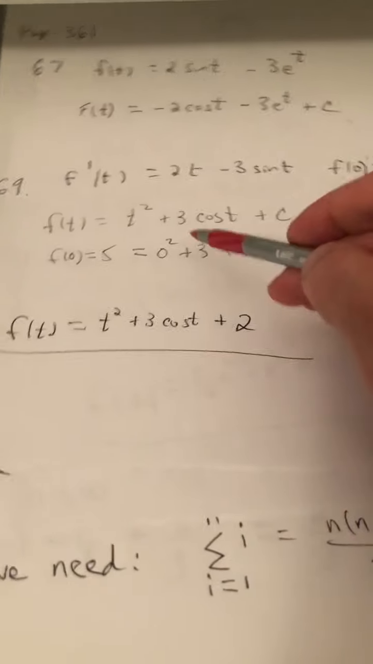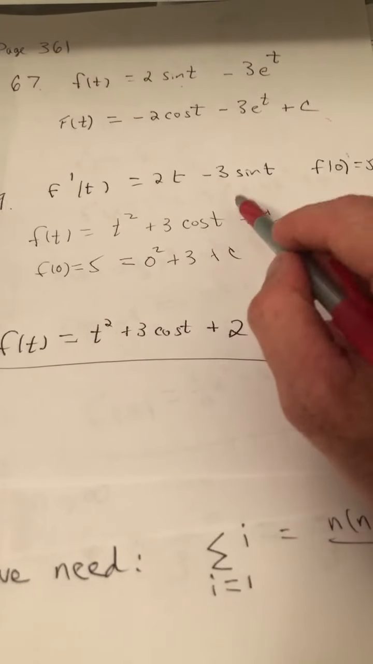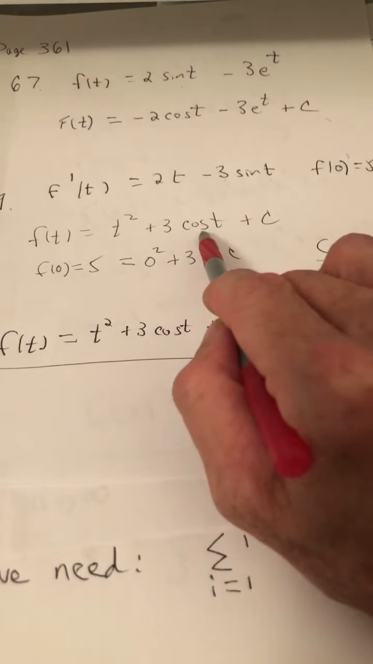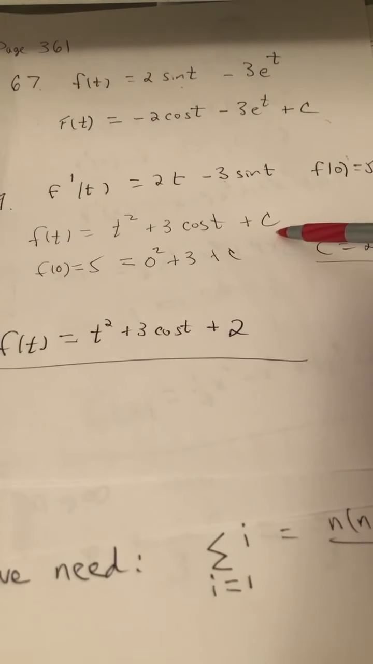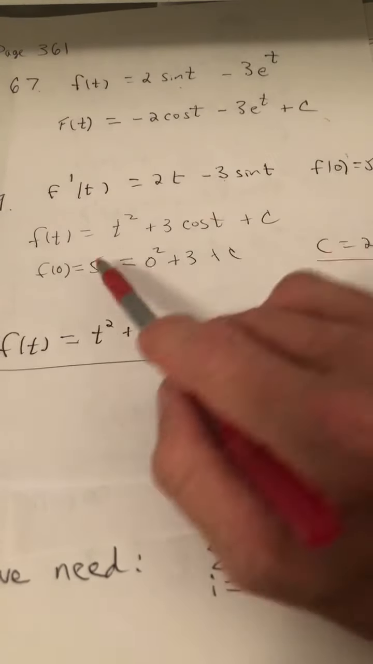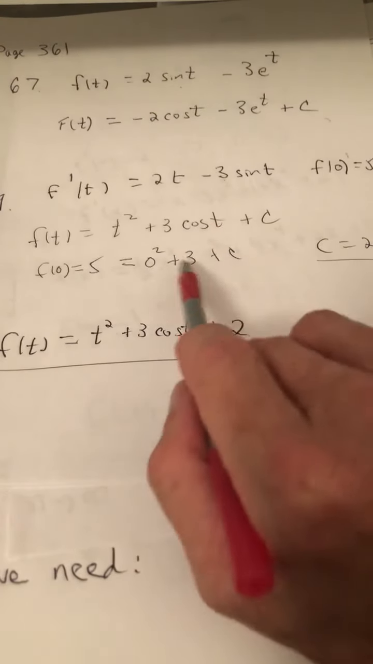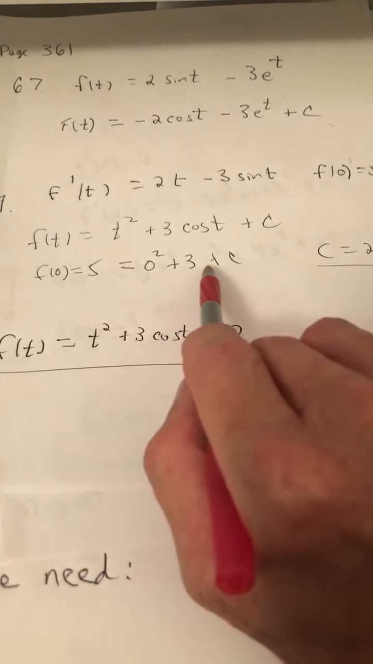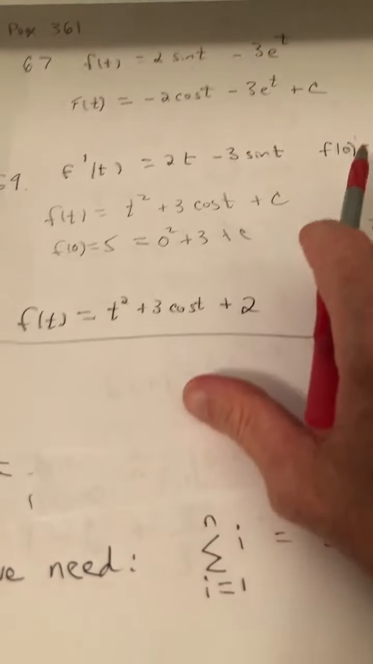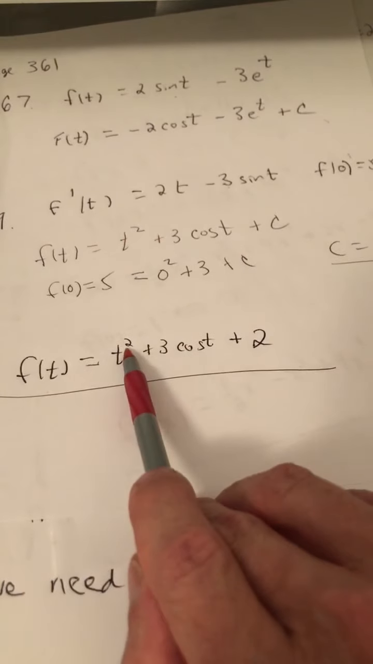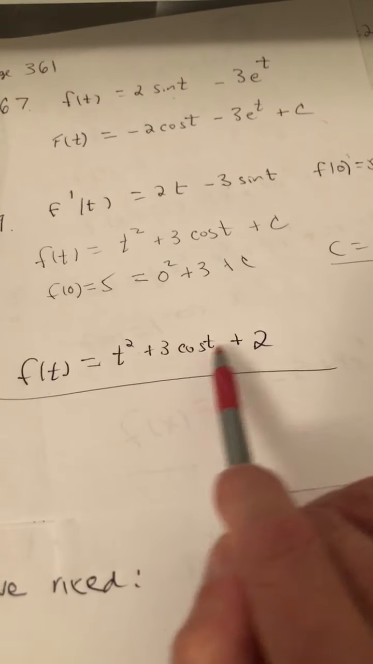So an antiderivative of 2t is t squared. An antiderivative of negative 3 sine t is 3 cosine t. Of course, we have an arbitrary constant. F of 0 is 5. Cosine of 0 is 1, so what we get is 5 is equal to 3 plus c, so c has to be 2. So f of t is t squared plus 3 cosine t plus 2.